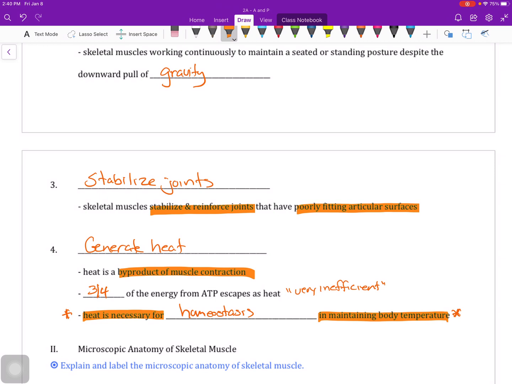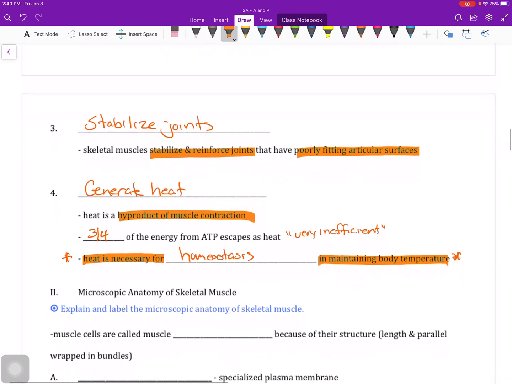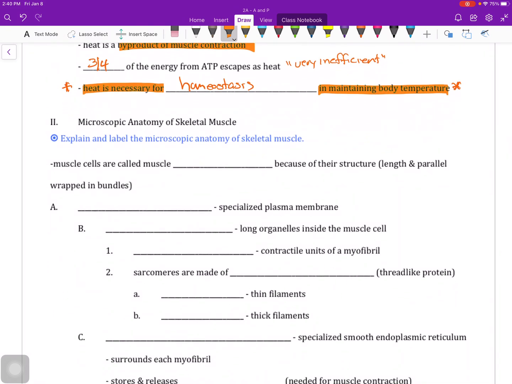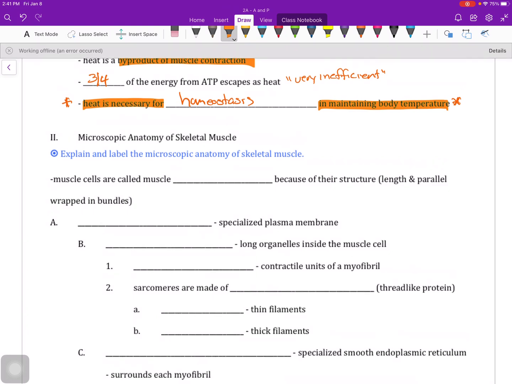All right, so the next thing we're going to do is go into the microscopic anatomy of a skeletal muscle. And so our learning target is to explain and label the microscopic anatomy of a skeletal muscle. We've already talked about how muscle cells are called muscle fibers, so we've made that leap. So we've got muscle fibers.